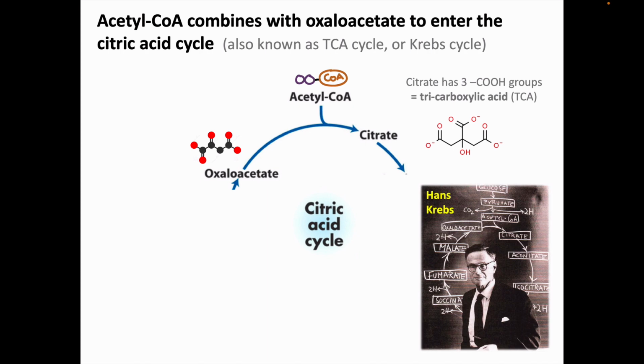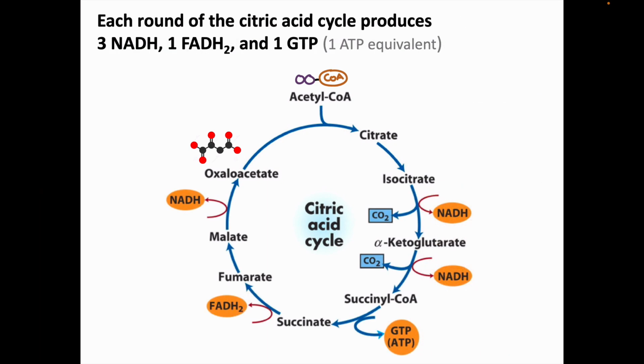And this series of reactions was described by Hans Krebs, which is why we also call it the Krebs cycle, for which he won the Nobel Prize in 1953, which he shared with Fritz Lipmann for discovery of coenzyme A. Each round of the citric acid cycle produces 3 molecules of NADH, 1 molecule of FADH2, and 1 GTP, which is energetically equivalent to ATP.